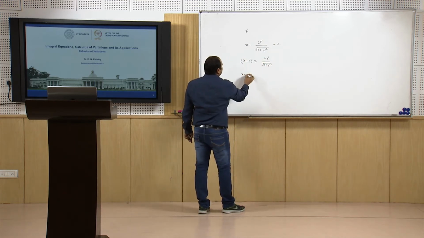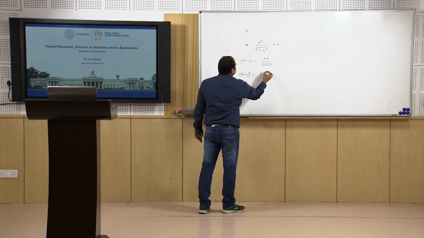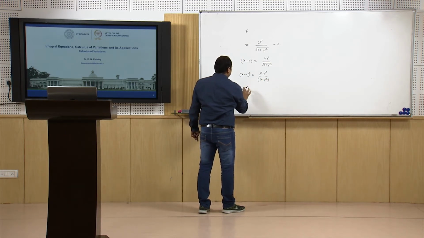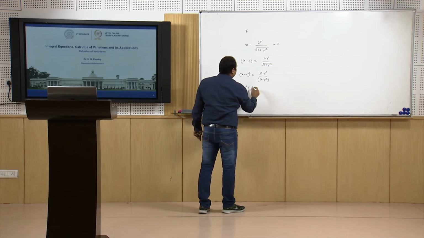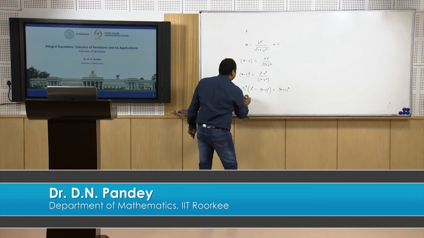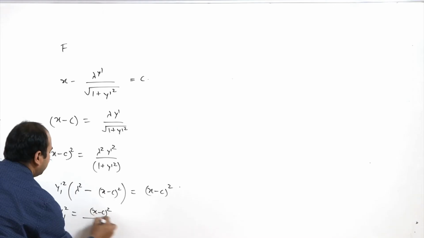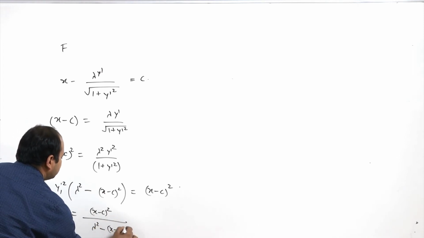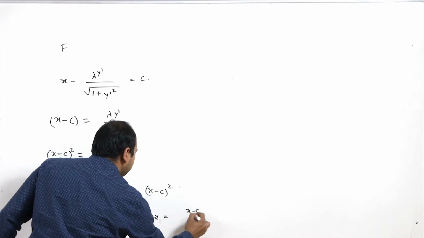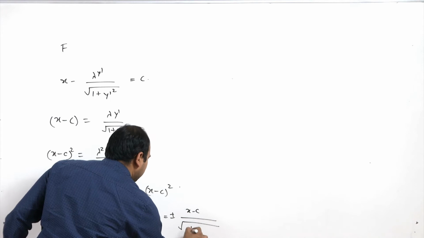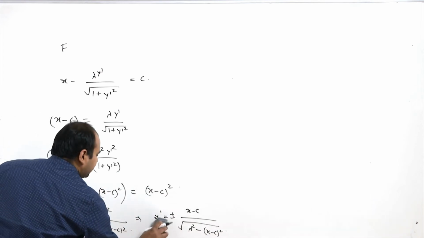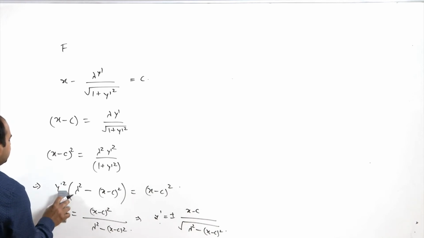We can square it out, and we have (x − c)² equal to λ²y'² divided by 1 plus y'², and you can simplify to get y'²(λ² − (x − c)²) equal to (x − c)². So y dash square equals (x − c)² divided by λ² minus (x − c)². Taking the square root, y dash is equal to (x − c) divided by plus or minus the square root of λ² minus (x − c)². Here these are all y dash, not y1.